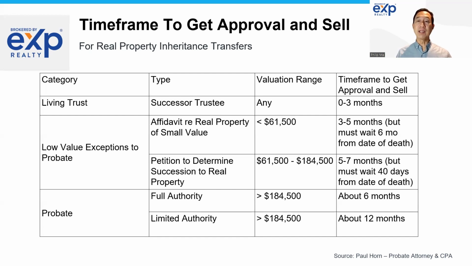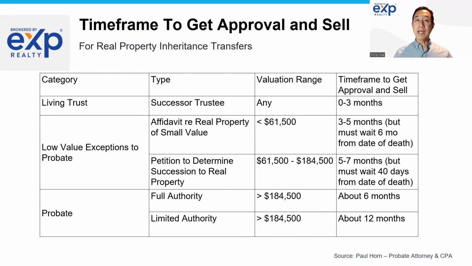Now, one caveat here is that in order to get this exception, the heir has to wait 6 months from the date of death. So you have to add 6 months to that time frame. However, it is going to be lower cost than going through the probate process.